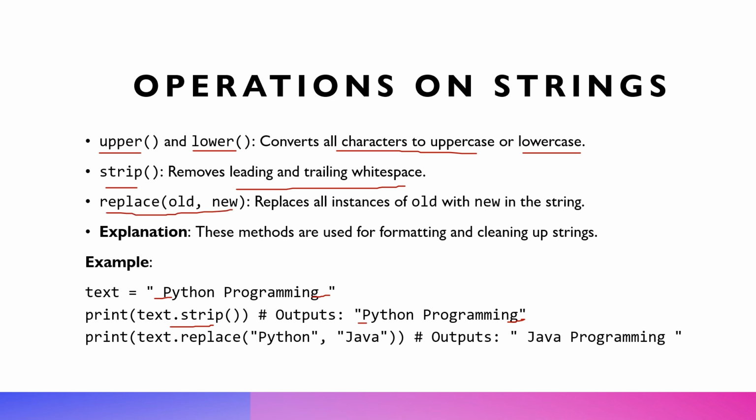Replace method. It is used to replace old instances with the new in the string. In this example, we are replacing Python with Java. In the output screen, you can see in place of Python, we are getting Java programming. You can also see the leading and trailing white spaces here, as we have not used this strip method.